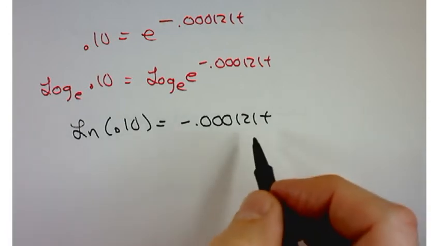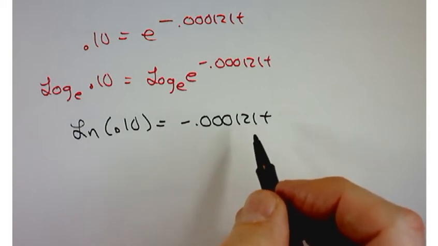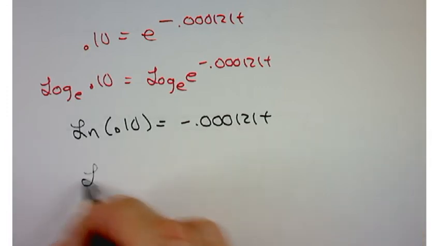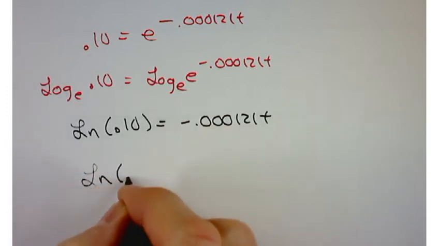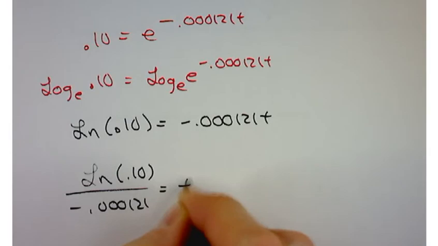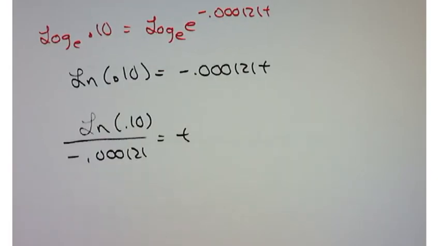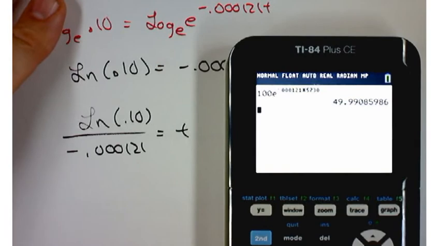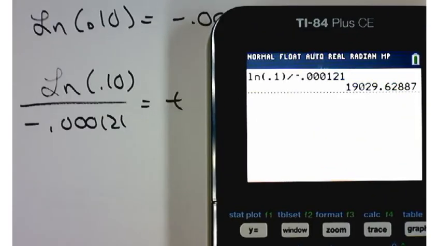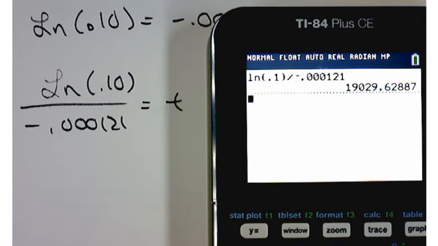And there's one last step to figuring out how old it is other than doing it on your calculator. What's that last step? Divide by that, right? Divided by negative 0.000121 equals t. And let's see about how old this is. Now, radiocarbon dating is not as accurate as once was thought, but it gives us at least a ballpark. ln of 0.1 divided by negative 0.000121. Bam. So about 19,000 years old is about how old that is.